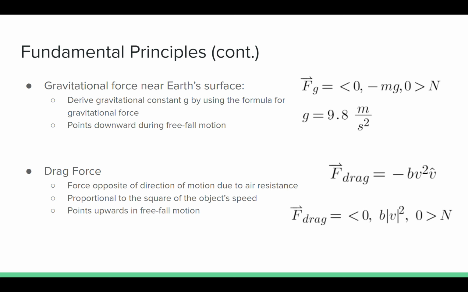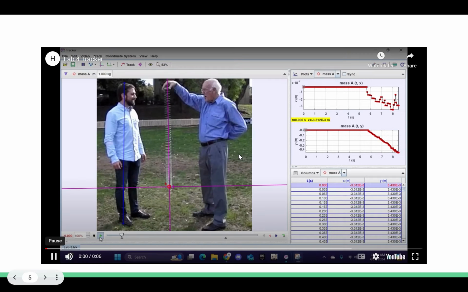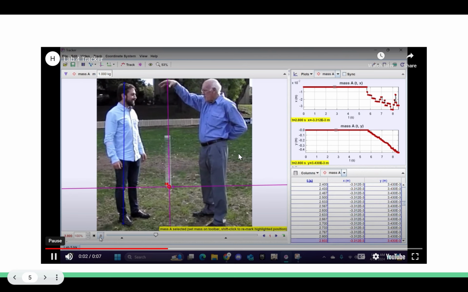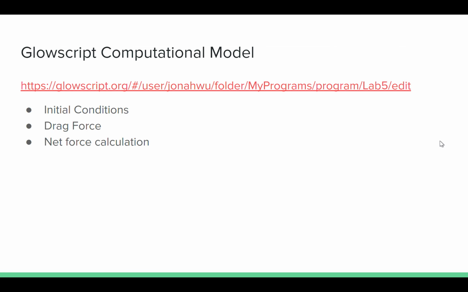Another fundamental principle involved is the drag force, which is the force opposite of the direction of motion due to air resistance. This is proportional to the square of the object's speed and points upward in free fall motion, as shown to the right. Here's a video of the tracker analysis that I found for this lab. Here is the GlowScript model, the computational model that I used to model this experiment as well.